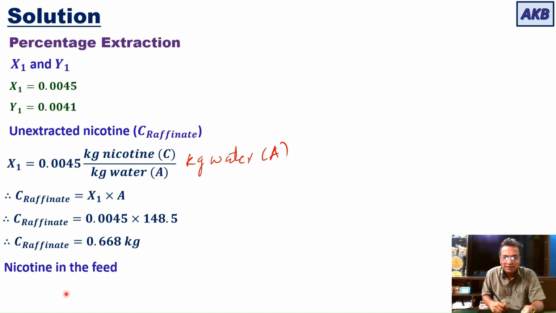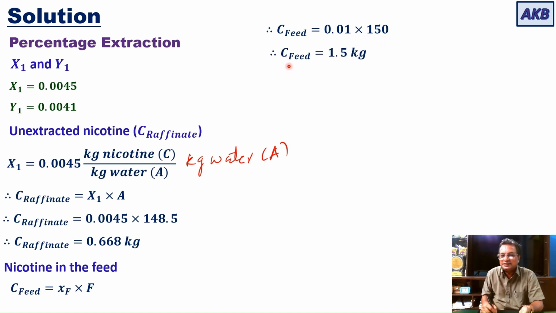Then let us find, we know nicotine in the feed. Let me denote it as C in feed. So C in feed will be weight fraction of C in feed into total feed. So therefore C in feed will be equal to 0.01 into 150. That is C in feed will be 1.5 kg. So out of 1.5 kg, 0.668 kg remains unextracted. So 1.5 minus 0.668 will be the kg of nicotine that is in the extract phase, or kg of nicotine that is extracted.